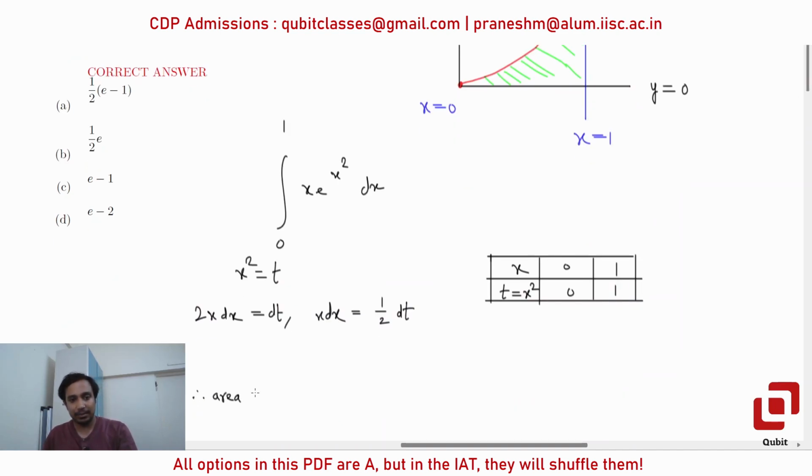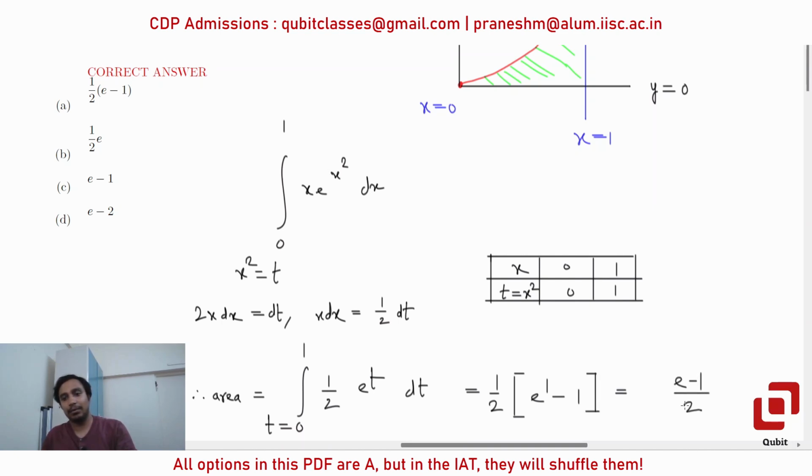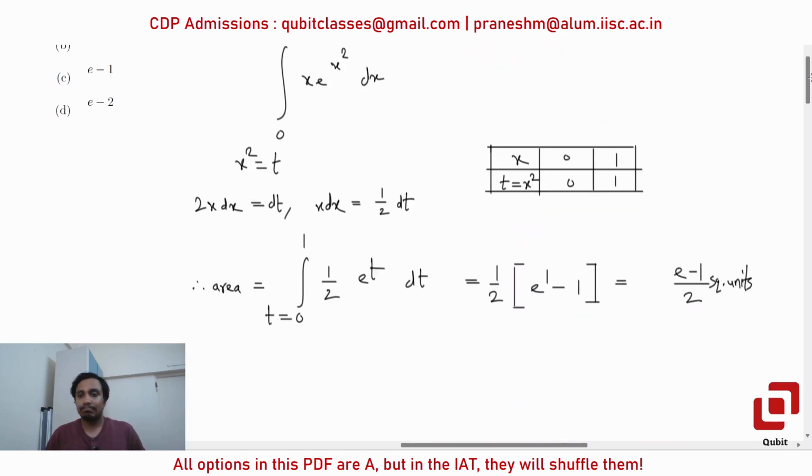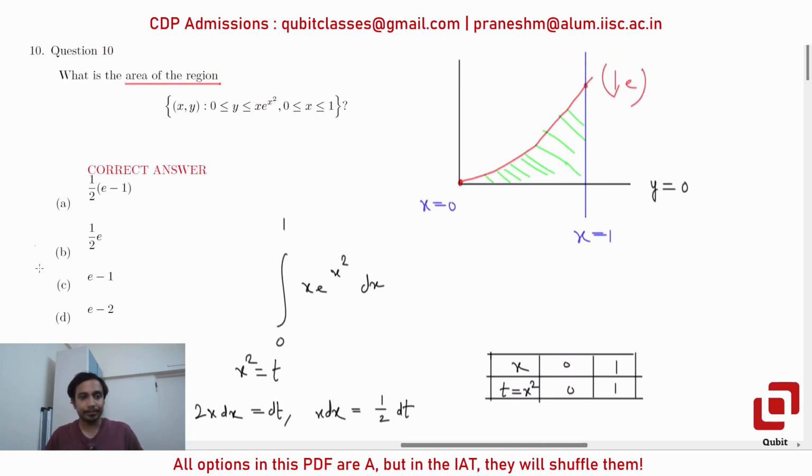So area is equal to the integral, t's limits are now from 0 to 1, x dx is dt by 2, e raised to x squared will be e raised to t. The integral of e raised to t is e raised to t, upper limit 1, lower limit 0, e raised to 1 minus e raised to 0, so (e minus 1) upon 2 square units. Area is a physical quantity, so we should write this. Okay, so again option A.